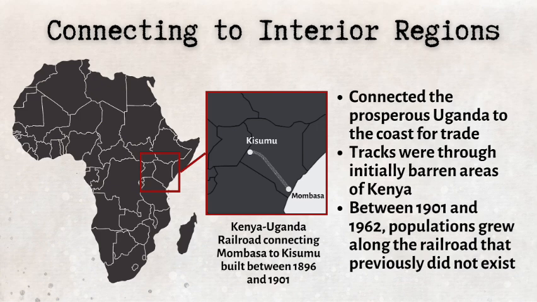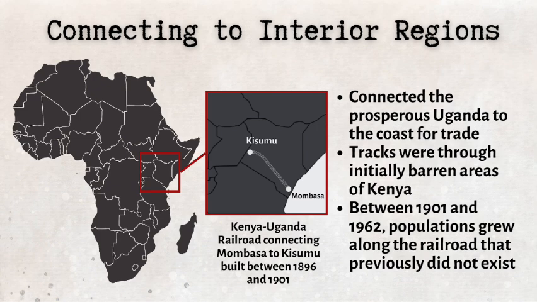Railroads allowed interior regions to become connected to coastal ports, which facilitated commerce and trade. This particular railroad was built with only two endpoints in mind, Kisumu and Mombasa. The space between these two cities was relatively unpopulated in the late 1890s, and when the railroad was completed in 1901, land near the railroad became somewhat desirable, and both European and African populations grew.